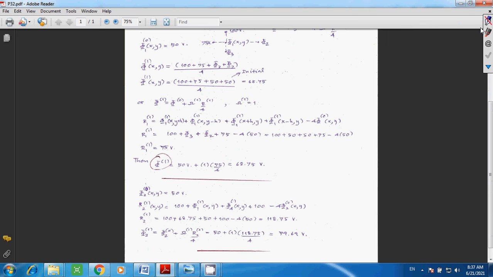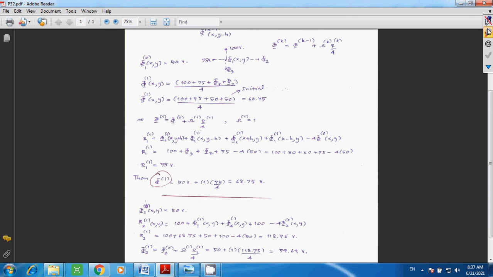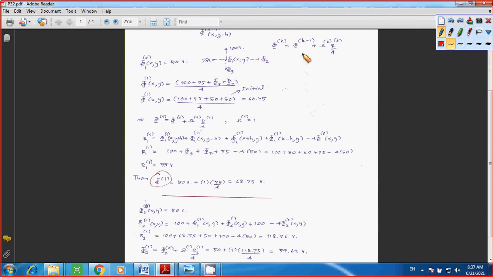Now you're looking for phi 1 by applying this equation. You have phi 1 going to be equal to phi 1 from the 0 iteration plus omega 1, which is 1, and then multiplied by R1 divided by 4 to get phi 1 for the first iteration. It becomes 68.75, same as you did in the calculation here.